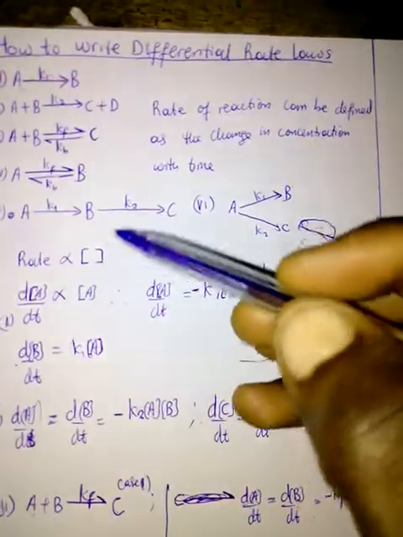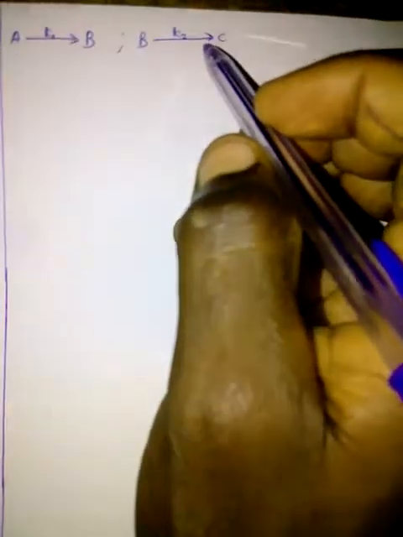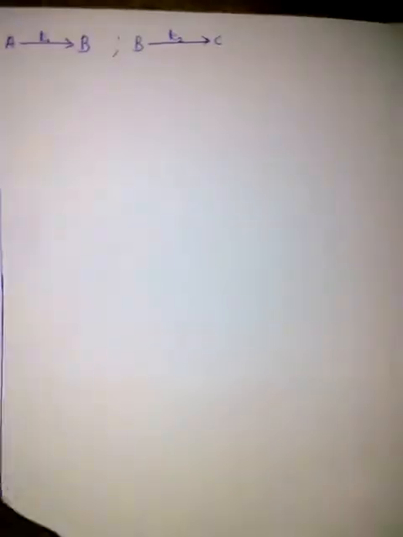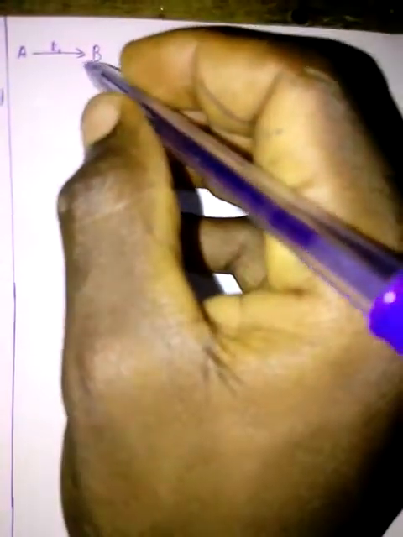So let me proceed to number 5. Number 5: A going to form B, then B forming C. This implies that B is an intermediate. It quickly breaks up to form C. So A going to form B follows a first order reaction as we have written earlier. So in terms of our reactant, the concentration of A, its differential rate law will be minus K1[A].